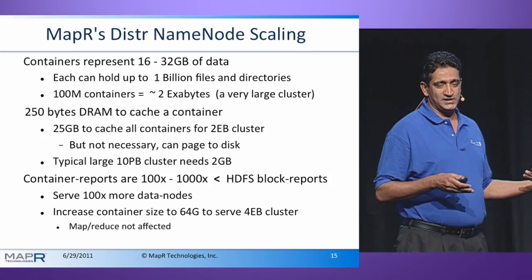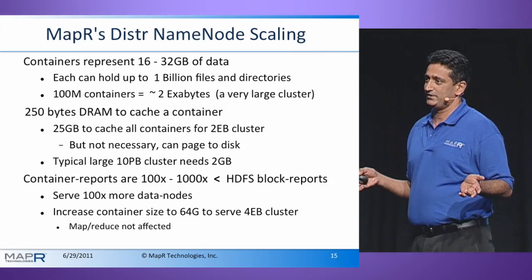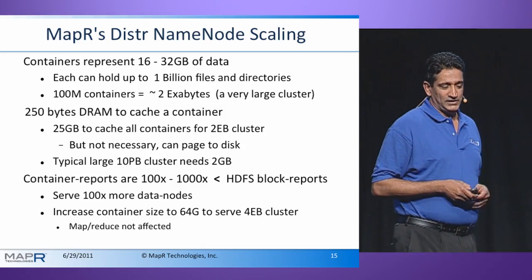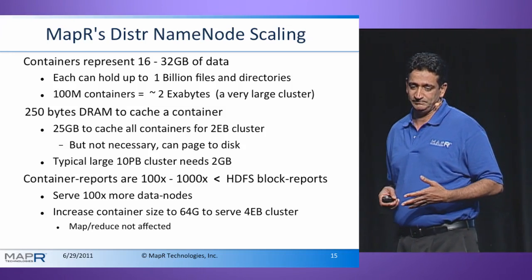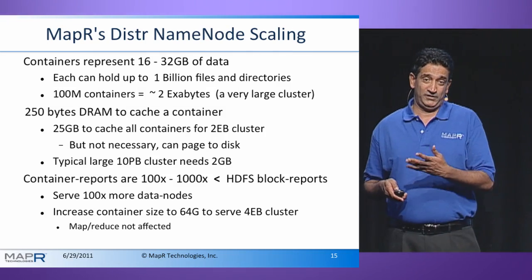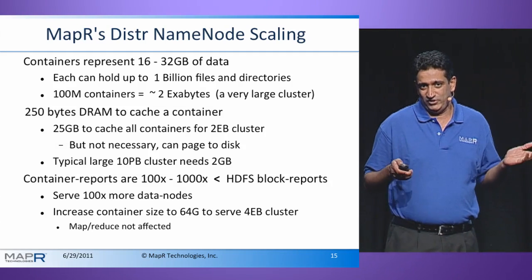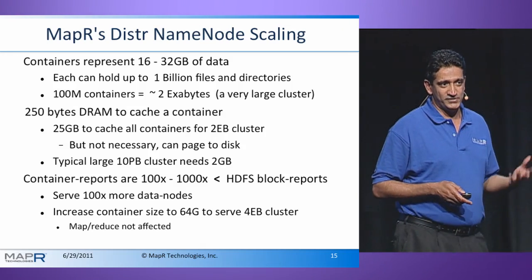A typical box with about 36 terabytes of disk will have about 1,000 containers. So you have 1,000 entries that you're reporting. So conversely, you can serve about 100x to 1,000x more nodes. And if you want to increase this, you just happily increase the container size, and we get a 4 exabyte cluster without really affecting the block size. So MapReduce is not really affected.